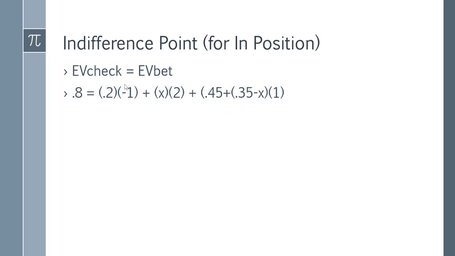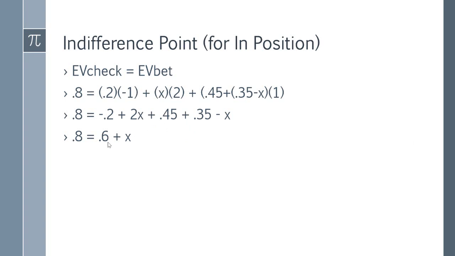20% of the time he's going to call us and we're going to lose our pot-sized bet. X% of the time he's going to call us and we're going to win 2 pot-sized bets. And then the rest of the time, which is set up by this, he's just going to fold and we're going to win the pot. And I kind of explained how we got these numbers before in the last example, so not going to go into that again. Again, we're just multiplying everything through. So we have -0.2, 2x, 0.45, 0.35, minus x. Very important to keep track of where your negatives go.